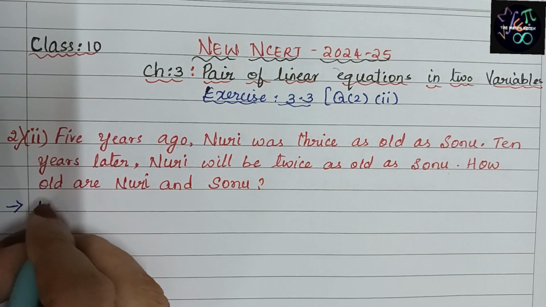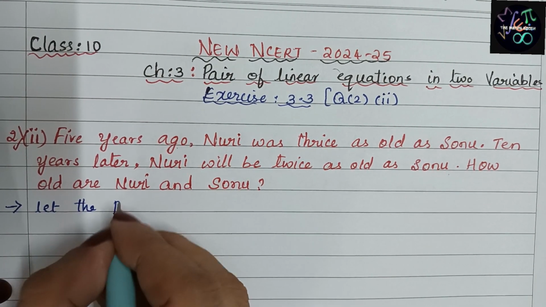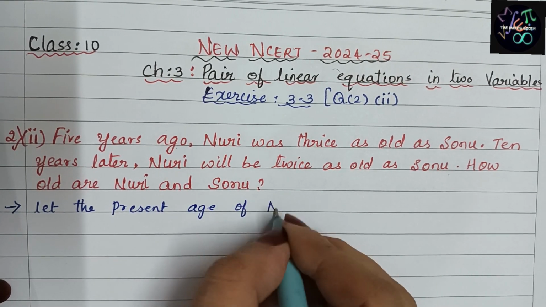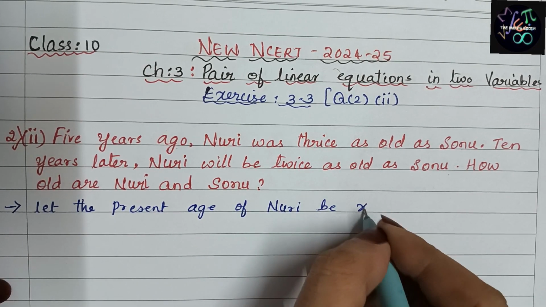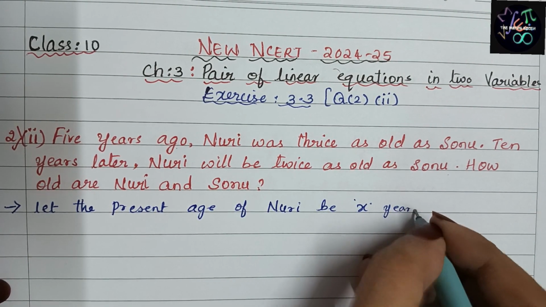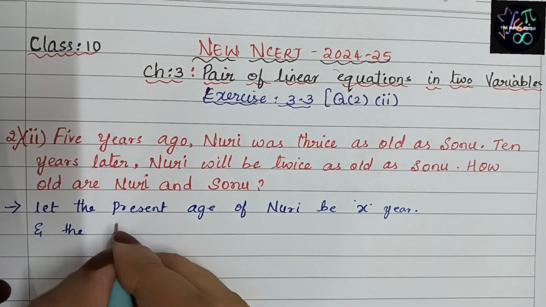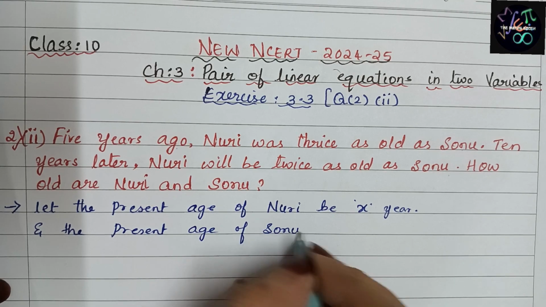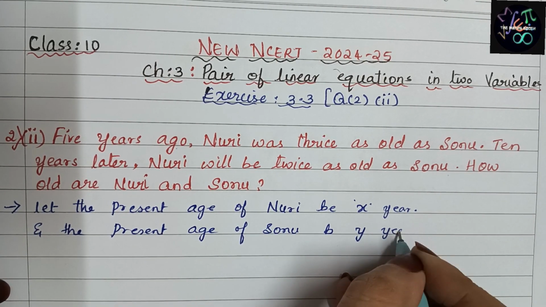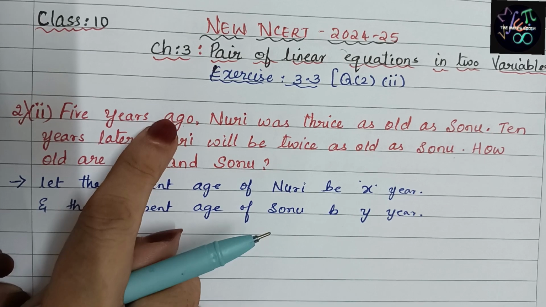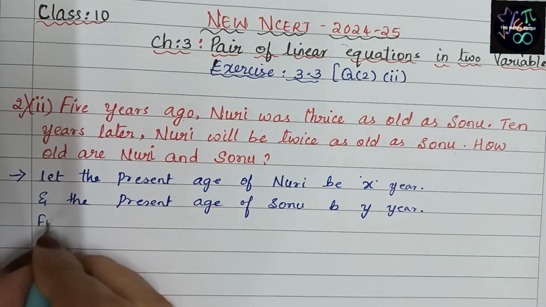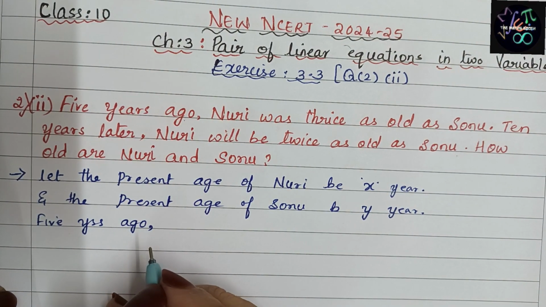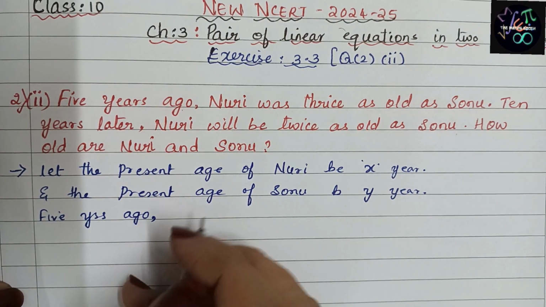So let us consider. Let the present age of Noori be x years and the present age of Sonu be y years. Okay, now let us see 5 years ago. First I am writing about 5 years ago. Ago means always we should do minus. After means we should do plus.